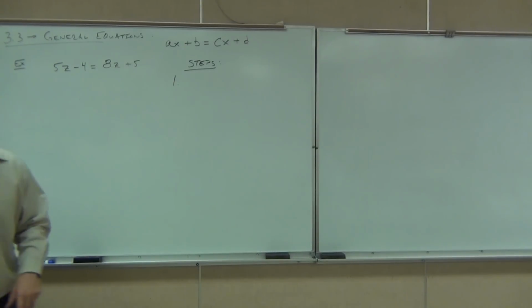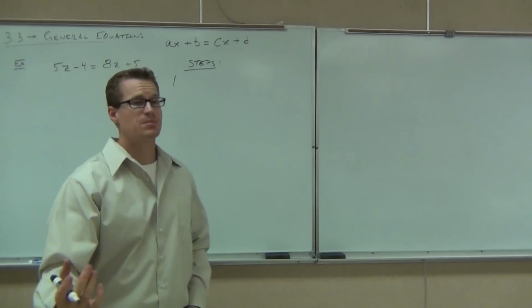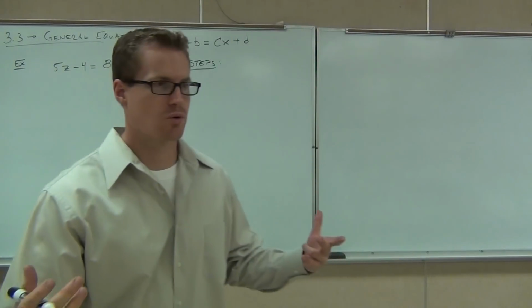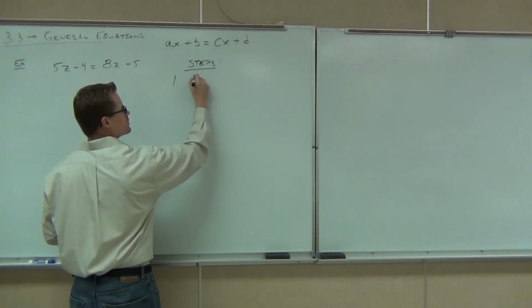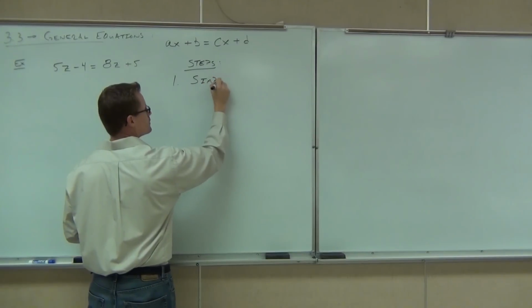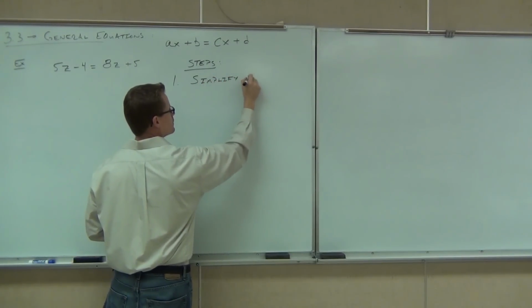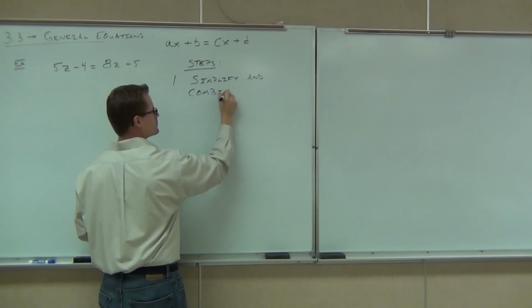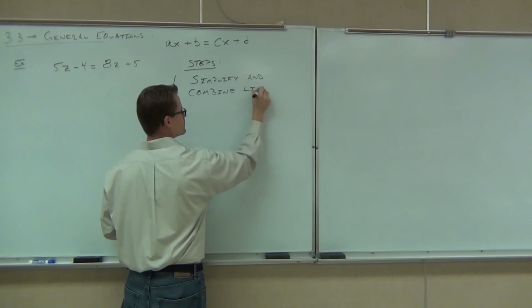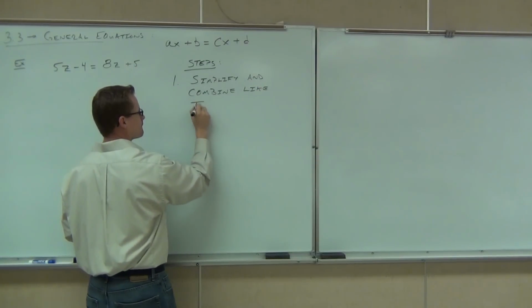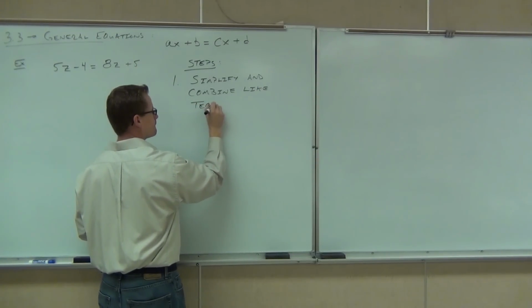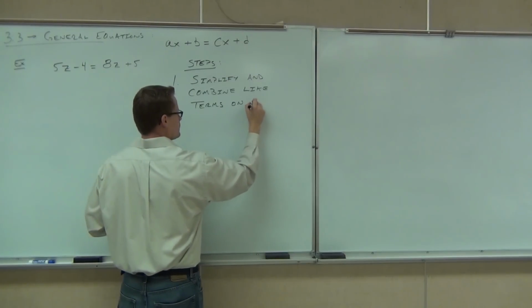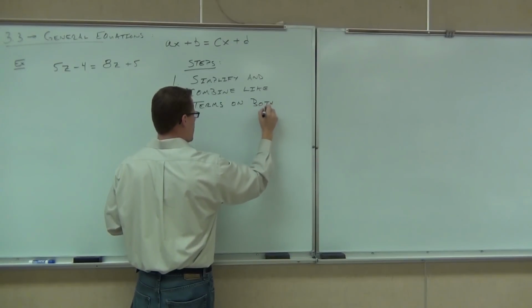First step. The first step is you have to simplify, which means distribute and combine like terms on both sides of your equation first. So the number one thing you look for is to simplify and combine like terms on both sides of the equation.